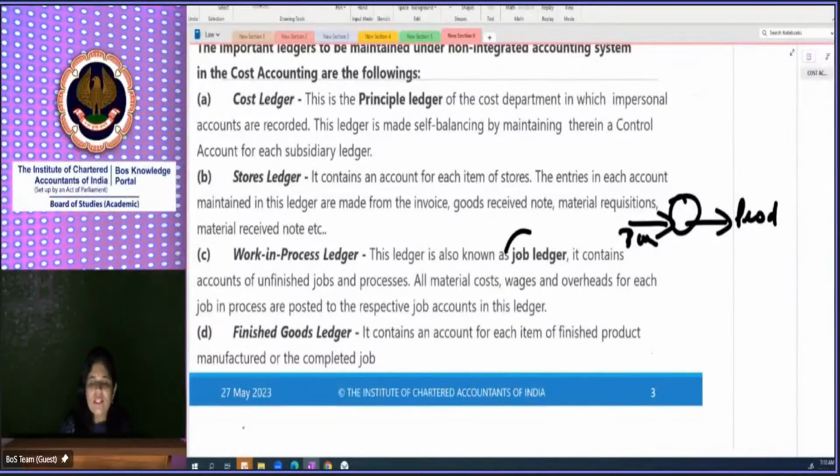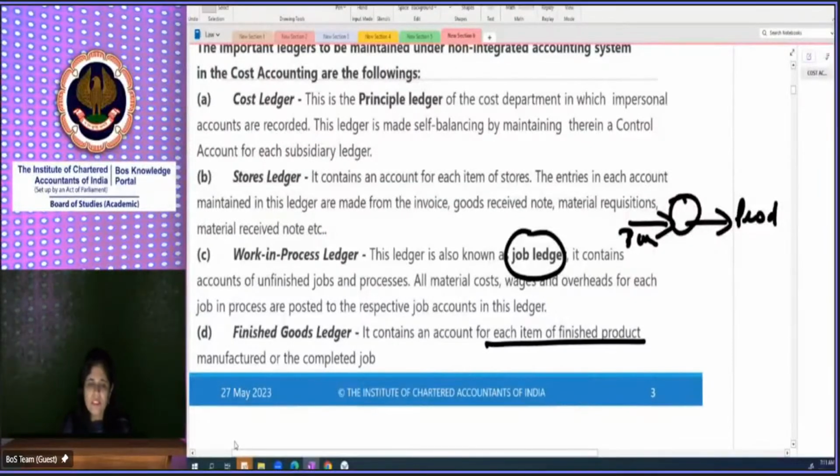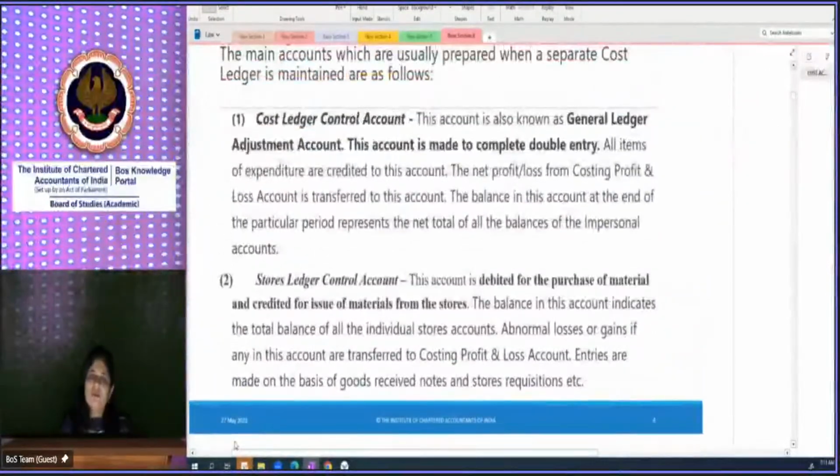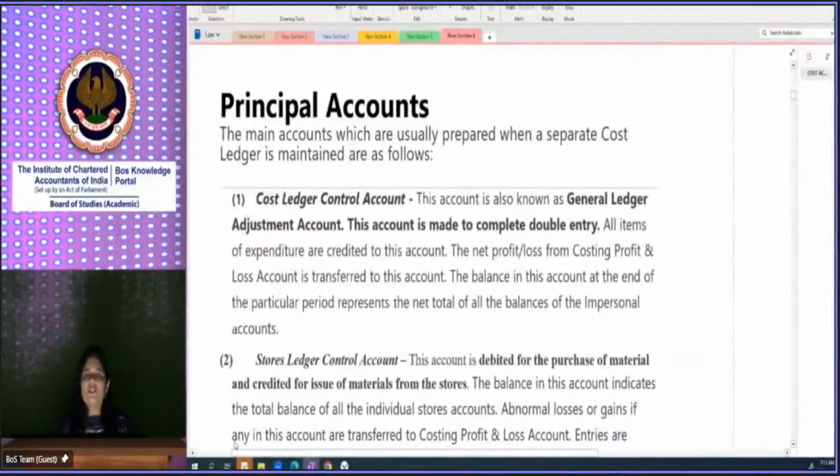Work in progress is actually a job ledger. Job ledger means where the cost of production will be calculated. The main production process goes on, that's why it's called a job ledger. The entire cost for a particular job or operation or any cost object will be there in the work in progress. Finished goods again contains the account for each item of finished product. These are the ledgers we make. Then the principal accounts. We maintain the accounts in those ledgers. So under the ledgers, we maintain all these accounts. Cost ledger control account is maintained under cost ledger.